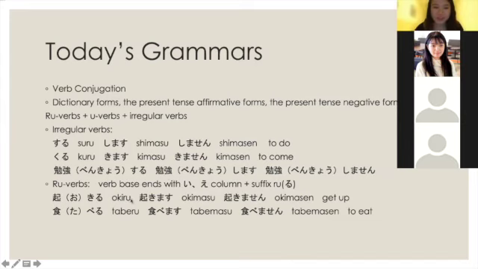It's very simple. You just delete the ru and put masu, or masen. So it's taberu, tabemasu, tabemasen. Okiru, okimasu, okimasen. And I can make the question: tabemasu ka? Tabemasen ka? Then it's an invitation: do you want to have dinner with me? Taberu, tabemasu, tabemasen.